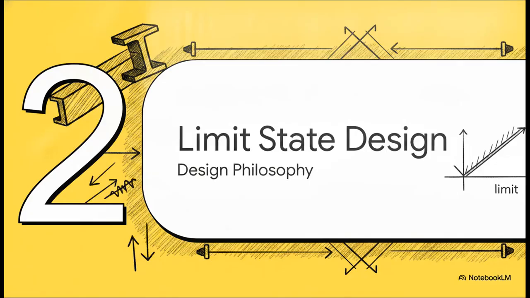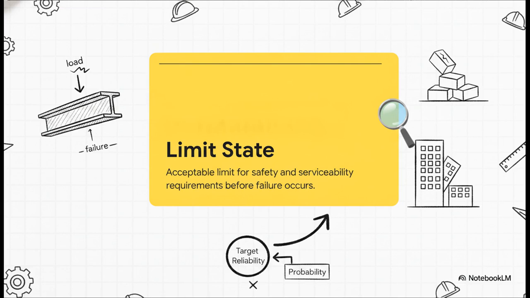Think of IS 800 as your master rulebook for steel behavior, while those other codes fill in the specific environmental demands. Moving on, Section 2, Limit State Design Philosophy. So, we need to define what a limit state actually is. According to the standard, a limit state is the acceptable limit for safety and serviceability requirements before failure occurs.